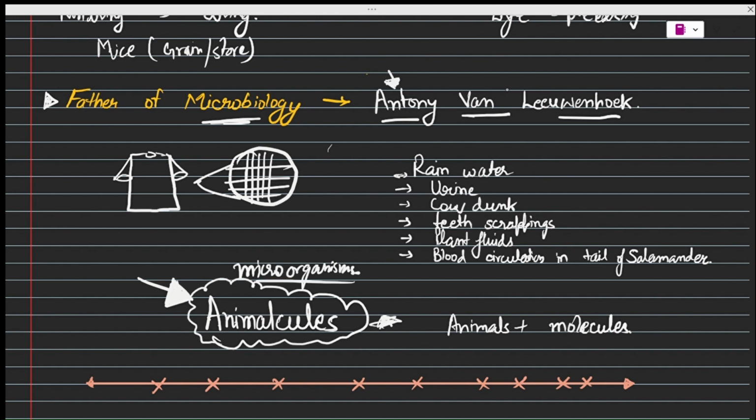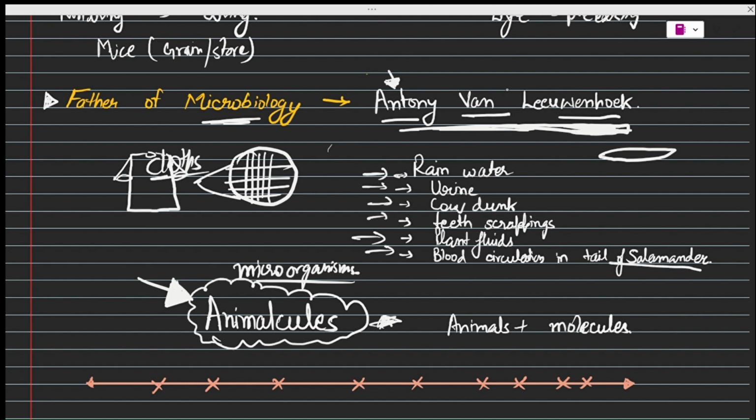Antony van Leeuwenhoek was a businessman, but he had some hobby in the glassware industry also. He used to make simple, single lenses and used to observe the pattern of clothes. This is how his interest went up. And he started to observe rain, urine, cow dung, teeth scrapings, plant fluids, and blood circulation in the tail of a salamander, and various other things also.